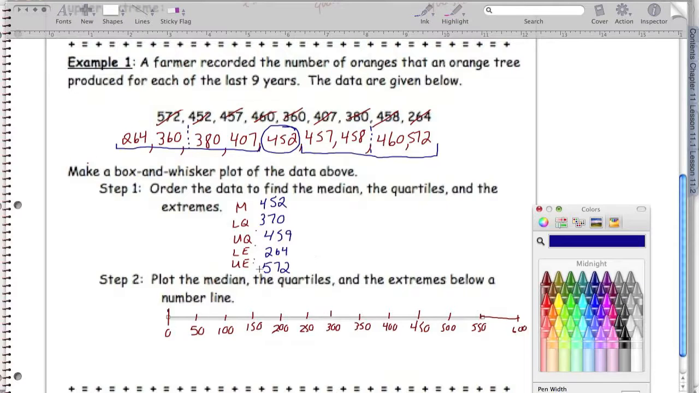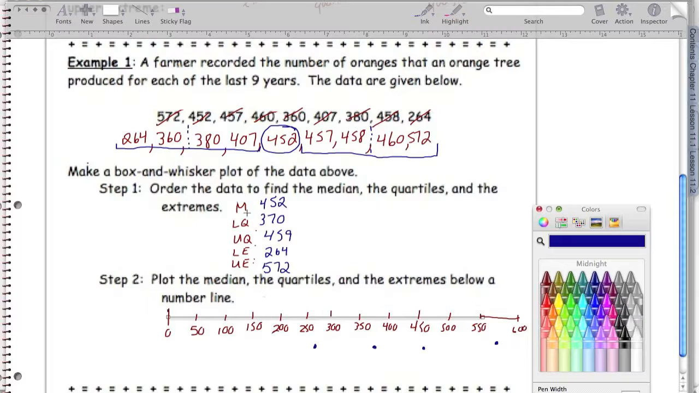So our lower extreme, the smallest number, is 264, so that's approximately right here. And obviously we're using 50 as a decently large gap, so it's not going to be super precise, but we're trying to get the general idea, estimating as close as possible. 264 right here, lower extreme. Upper extreme is 572, so right about there. Lower quartile is 370, so right in here. Upper quartile is 459, right about there.